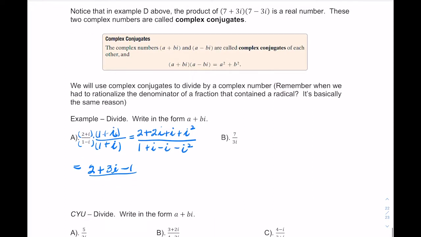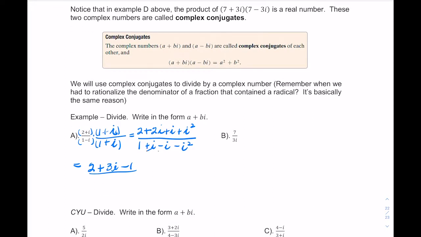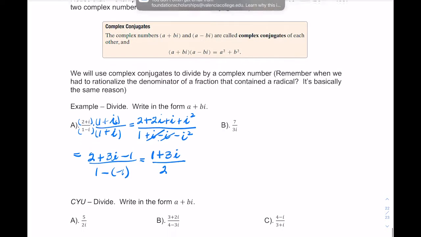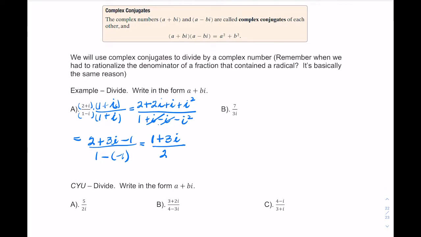And then in the bottom, the i's cancel, and remember where you have an i squared, it turns to a negative 1. So now on the top, if you combine the 2 and the negative 1, you'd be left with 1 plus 3i divided by 1 minus negative 1, which is 2. And if we need to write our answer in terms of a plus bi, we're just going to split this up, as we know we can from working with rationals. We're going to have 1/2 plus 3/2 i.